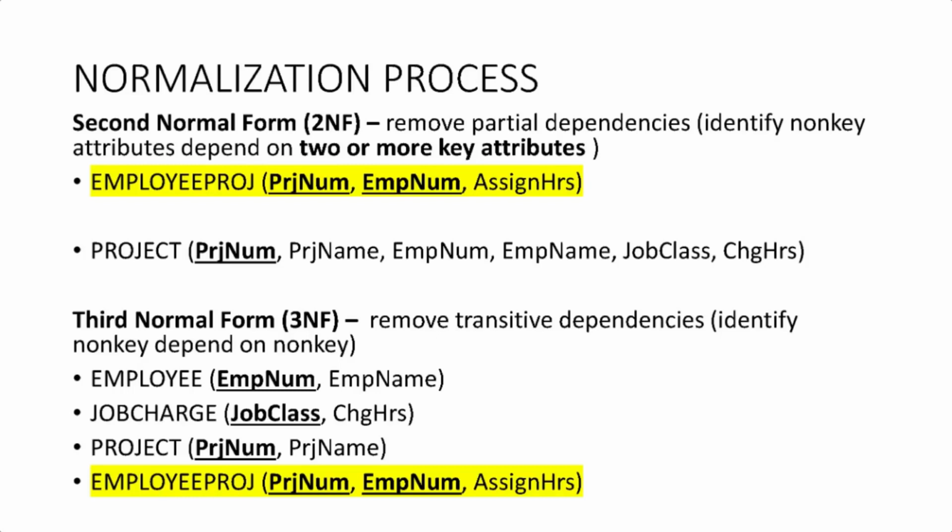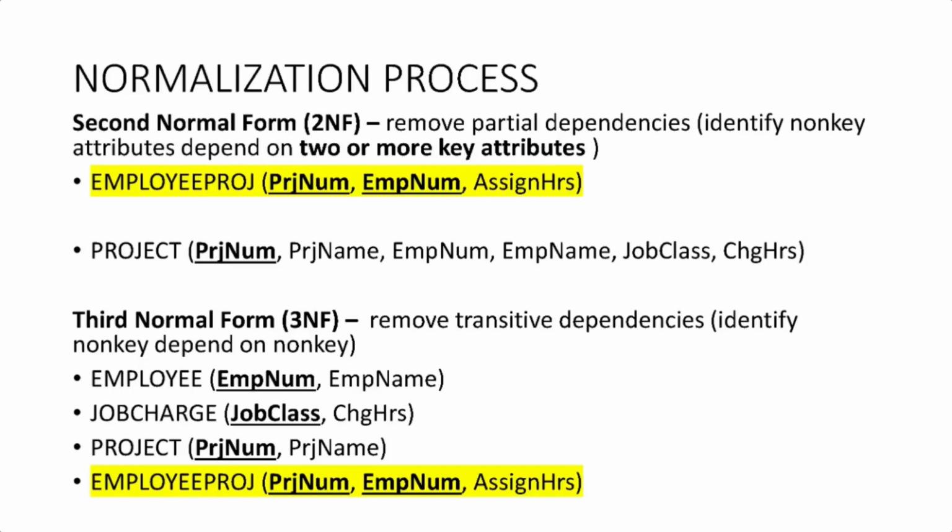What is third normal form? Remove transitive dependency. We can see a transitive dependency on this project relation. What is transitive dependency? Transitive dependency means a non-key attribute depends on another non-key attribute. So in the project relation schema, charge hours is a non-key attribute and depends on job class, which is also a non-key attribute. It is not underlined in the project relation schema, so it is a non-key attribute that depends on a non-key attribute.